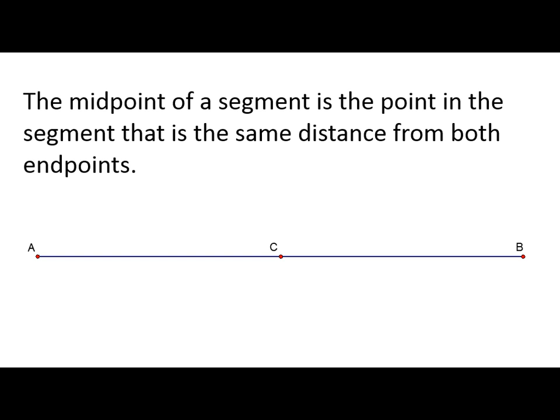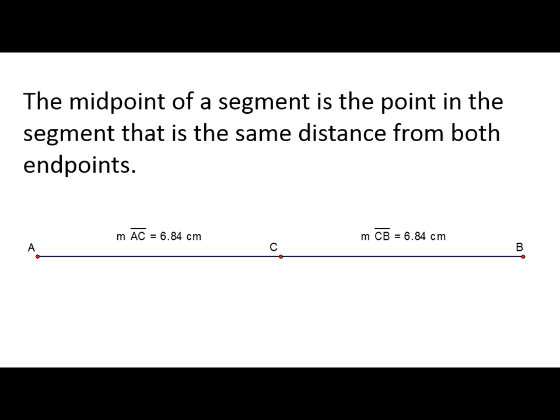As an example, you guys see my segment AB, and there's the point C in the middle. I'm going to come over and measure it. I'm going to say the measurement of the segment AC is 6.84. The measurement of the segment CB is 6.84. Both of them are centimeters.